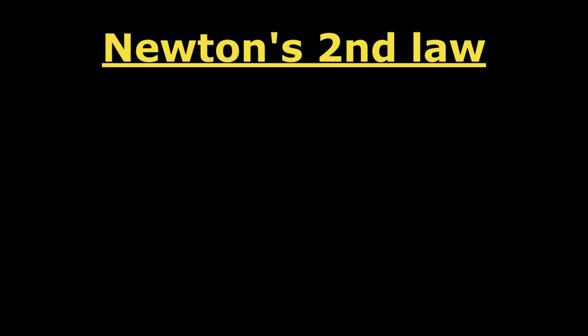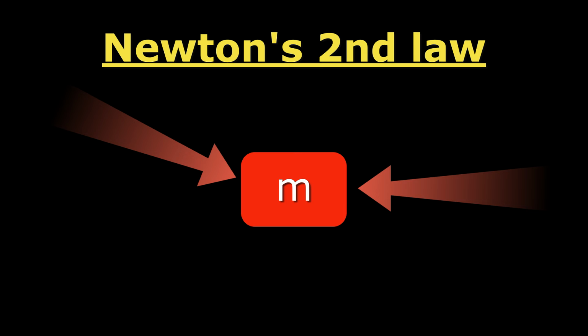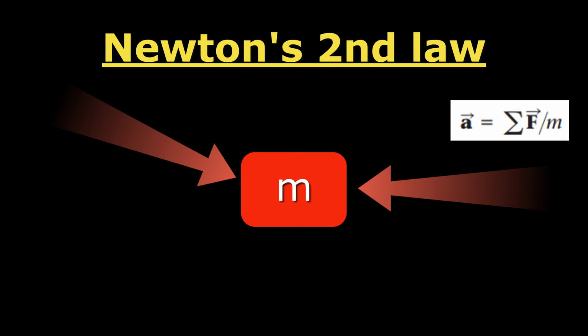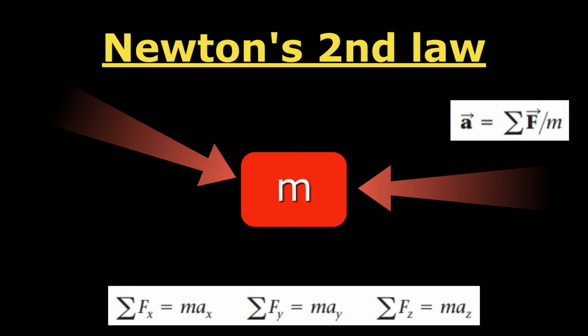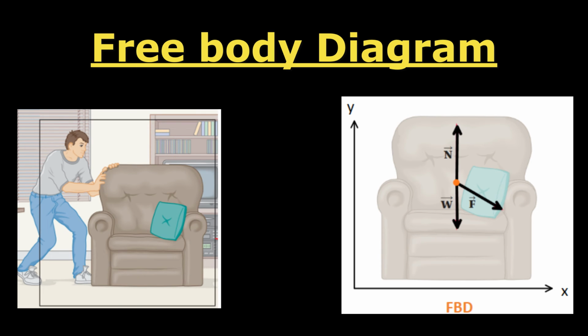Next we discussed Newton's second law of motion, and according to this law, if an object of mass m is acted on by a net force F net, it will experience an acceleration a that is equal to the net force divided by the mass of the object. In component form we write that sigma fx is equal to m times ax, sigma fy is m ay, similarly sigma fz is m az. Then we discussed the free body diagram. The free body diagram shows all the external forces acting on an object.